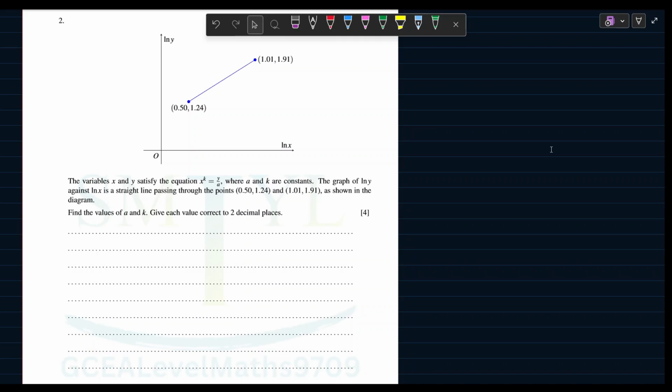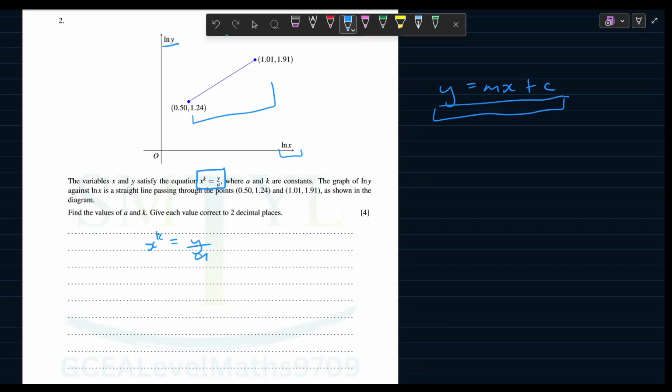This is linear law. We have to reduce this relationship to a linear form so that we can find the equation of this straight line. Remember that we can write the equation of any straight line in the form y equals mx plus c. So if they're saying that they've got a line of ln y against ln x and that is a straight line, we should be able to write it in this form. Since x and y satisfy this equation x to the k is equal to y over a, we should be able to reduce this equation to a form that looks like y equals mx plus c.